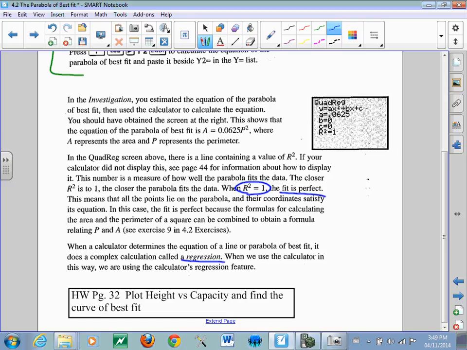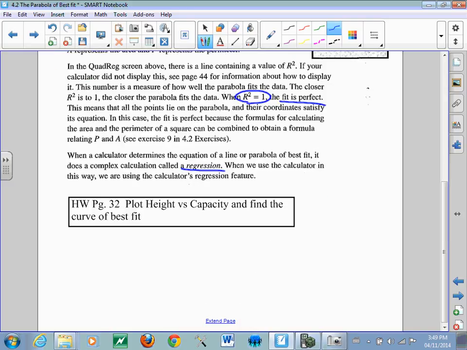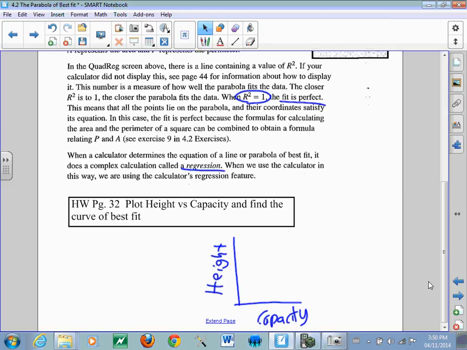All right, so for your homework, ladies and gentlemen, you're going to be manually doing a graph of height versus capacity from page 32. So you're going to do height as your vertical and capacity on your horizontal, and you're going to try to draw the line of best fit. It's not going to be as easy as the one we see here. So just plot the data and try to get a nice curve on it. It's not a perfect curve, folks.